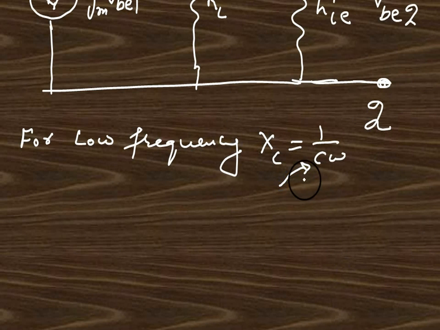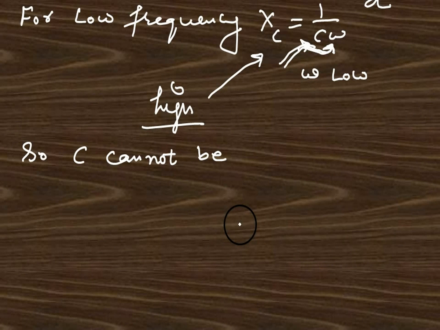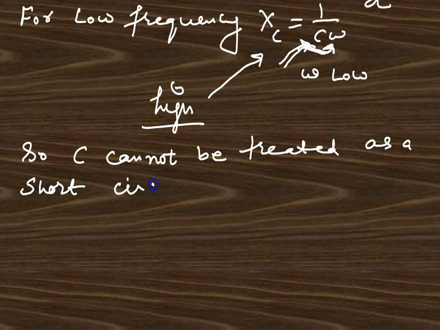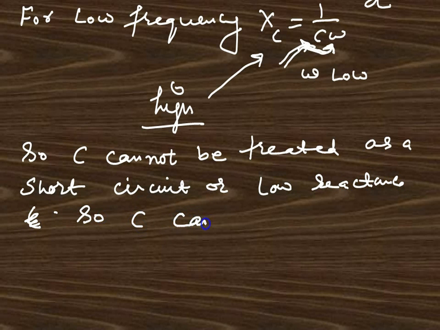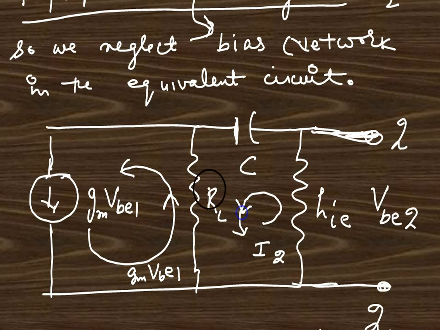For the coupling capacitor, the important point is that because omega is low, this reactance will be high. If the reactance is high, we cannot ignore its effect. It cannot be treated like a short circuit. So we have to consider the capacitance of the coupling capacitor C. Here the current flowing is I2 in this loop, and in the other loop, GM into VBE1. Now current flows like this.